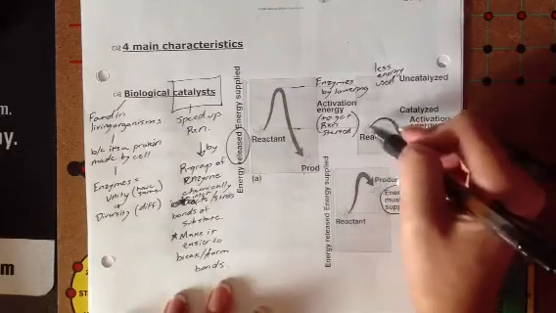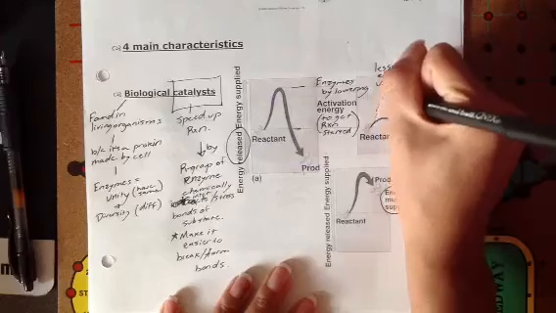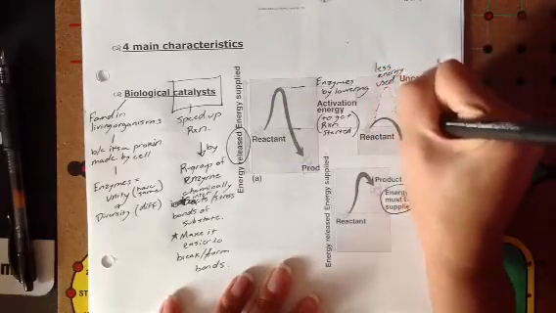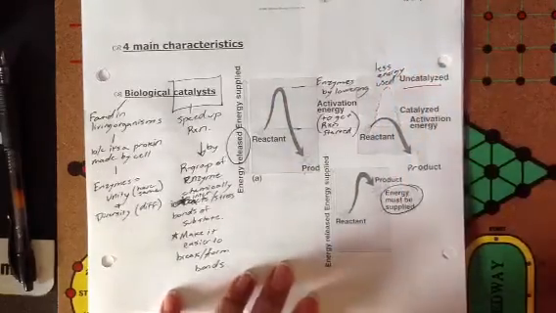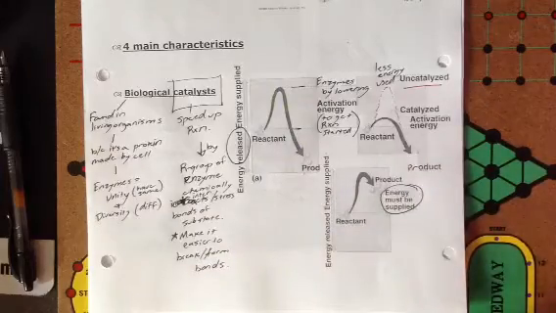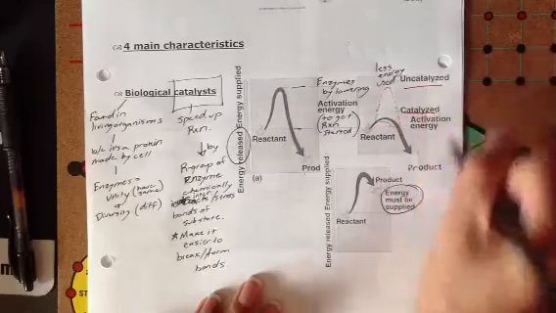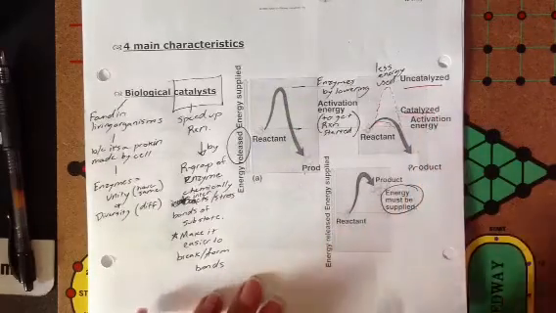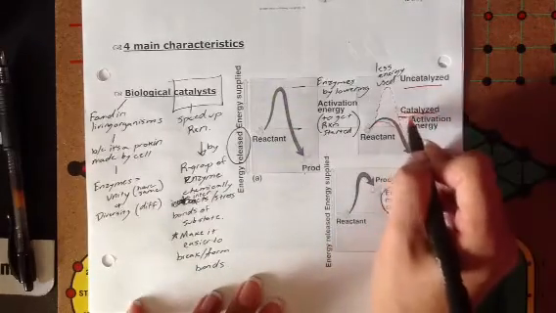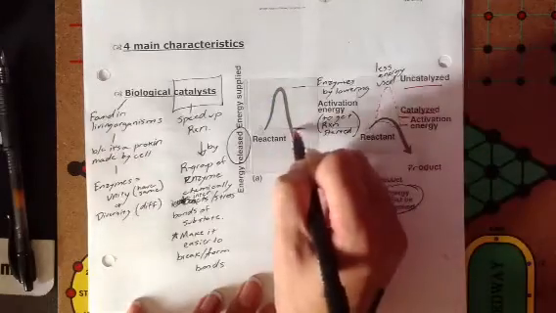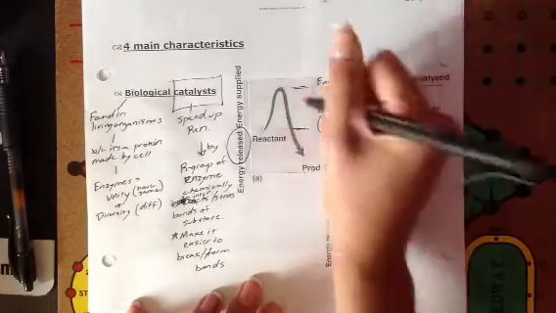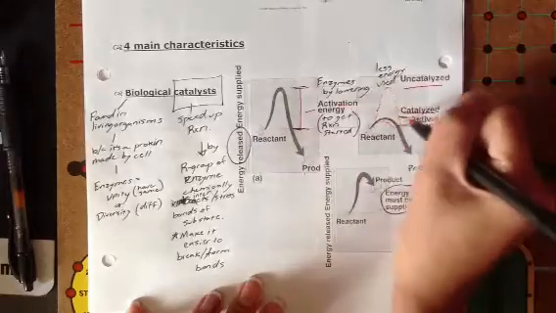So if you notice, you kind of have this backdrop of what it normally takes. That's our uncatalyzed reaction, our reaction that's not sped up. And then here we have our catalyzed reaction that is being sped up. And this is a lower activation energy compared to what we had over here. Okay?